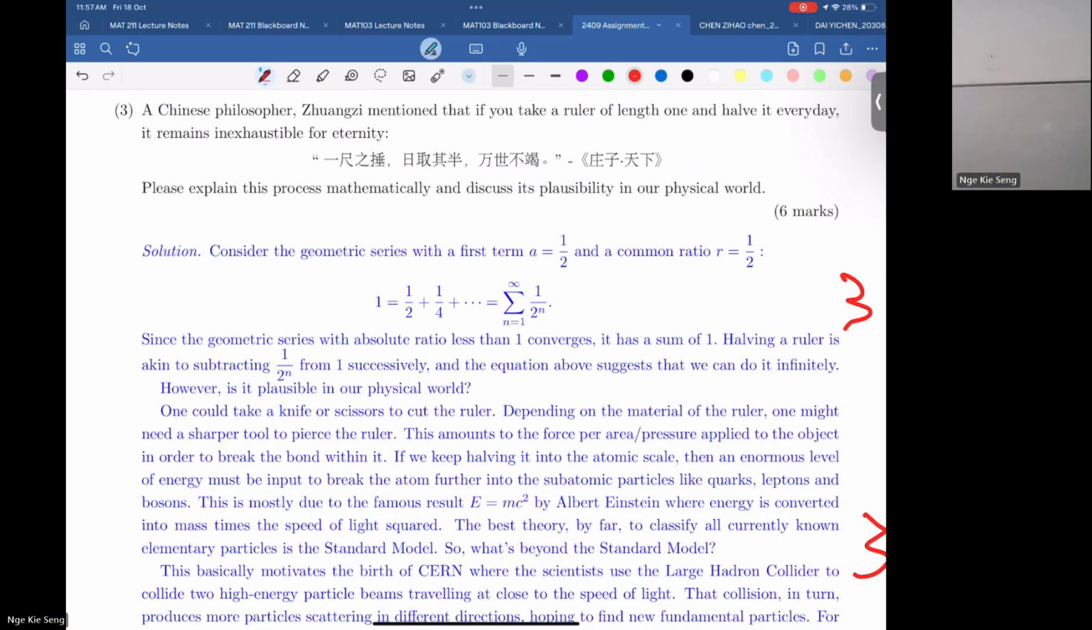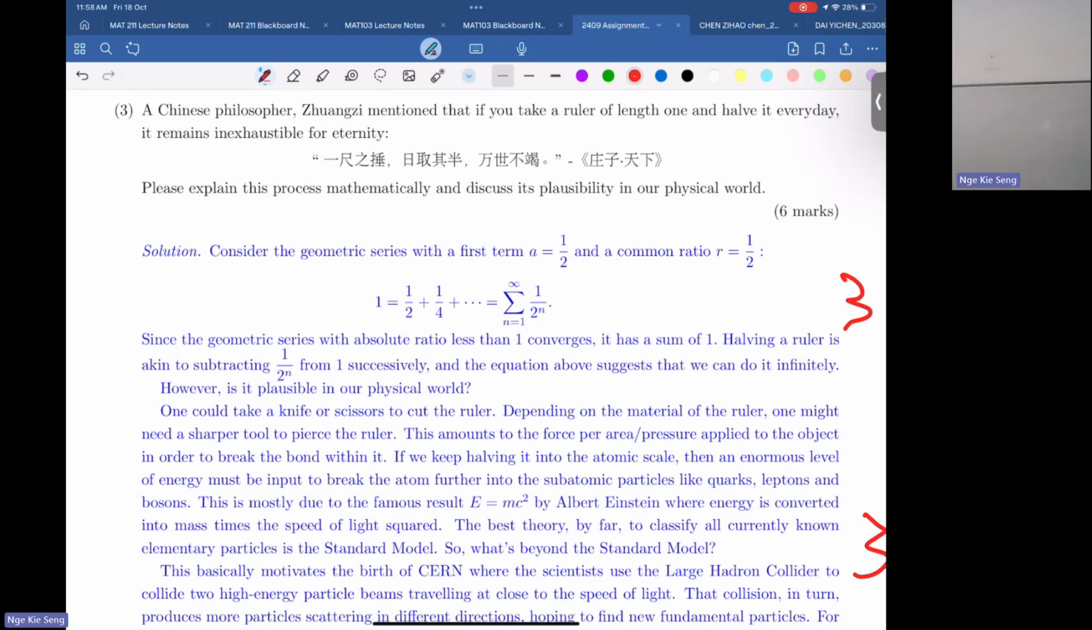So I said that the Chinese philosopher Zhuangzi mentioned that if you take a ruler of length 1 and halve it every day, it will remain inexhaustible for eternity. So you keep halving it, but you still can halve it, infinitely many times. This was spoken by the famous Chinese philosopher Zhuangzi.